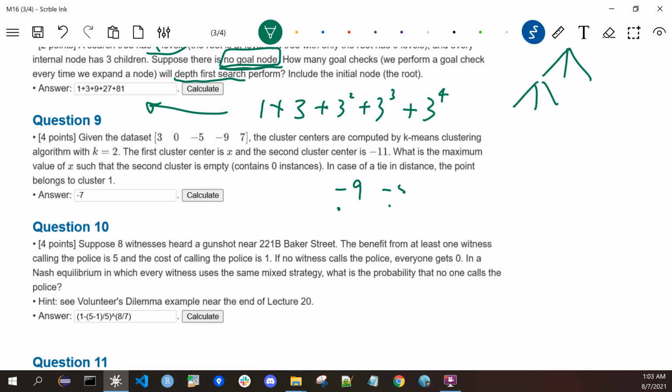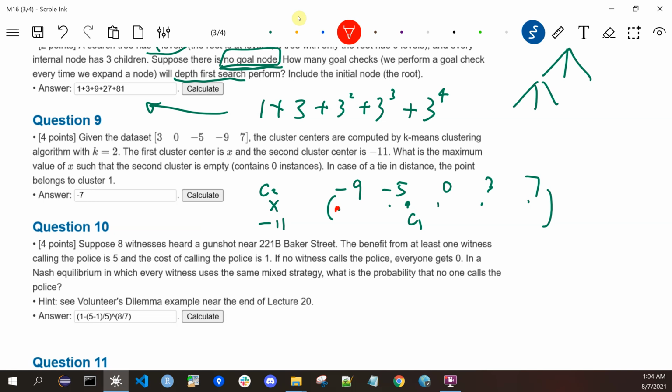The points are -7, -5, 0, 3, and 7. And one cluster C2 is -11. So we want to figure out where we should place C1 here, so that all 5 points belong to C1 and C2 is empty. So the key point is probably, you should notice it's -9. So if -9 belongs to C1, then every other point will belong to C1.